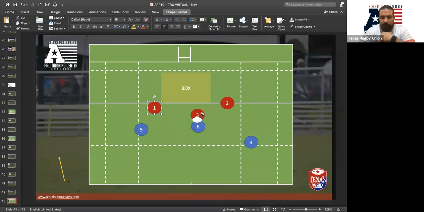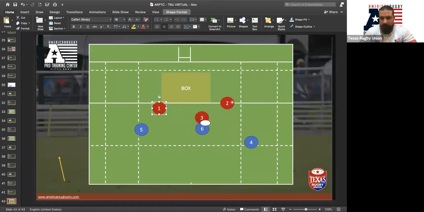Again, the ball's been passed from 5 to 6, so 6 is in that position. The ball's coming from left to right. The ball's being passed. The 6 is coming in here in this direction. The 3's made the tackle. So the 1 can then come in and try and poach the ball.